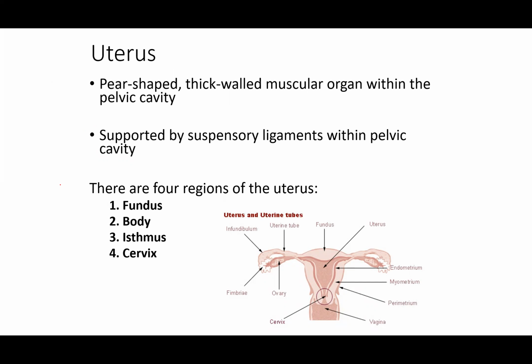Another 4 parts to the uterus. We have the fundus, the body, and then the isthmus and the cervix.